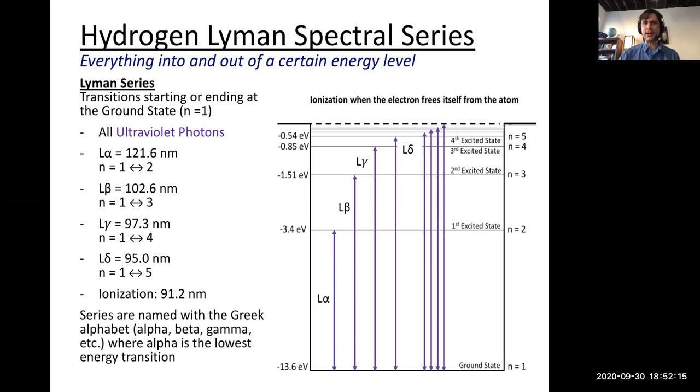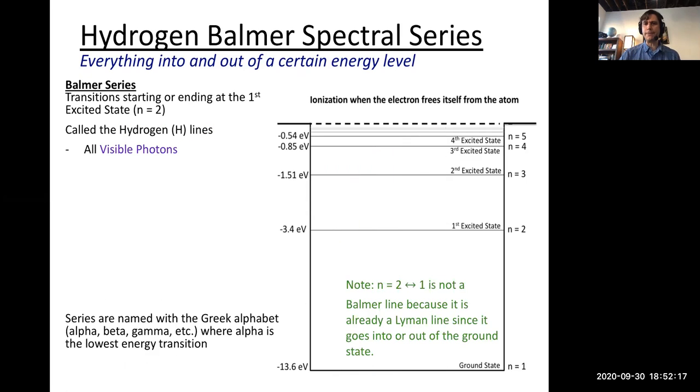Let's do that pattern again, but let's just bump it up a notch. Instead of starting at the ground state, we want to know all the possible photons. Let's play that game again with a different set of photons, a different spectral series. Play the same game. Let's start at a given energy level and then move to a different energy level. So this one, let's start at the first excited state.